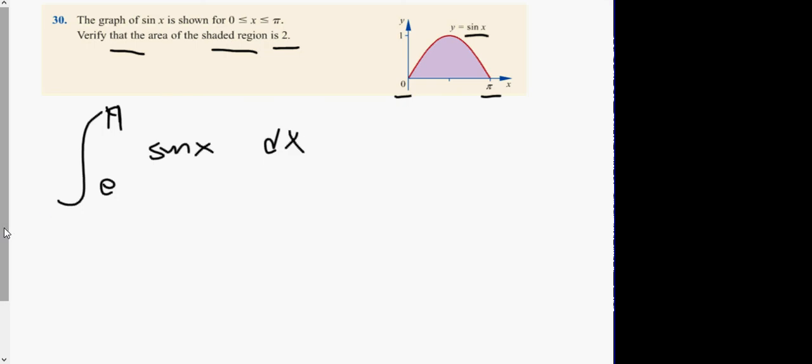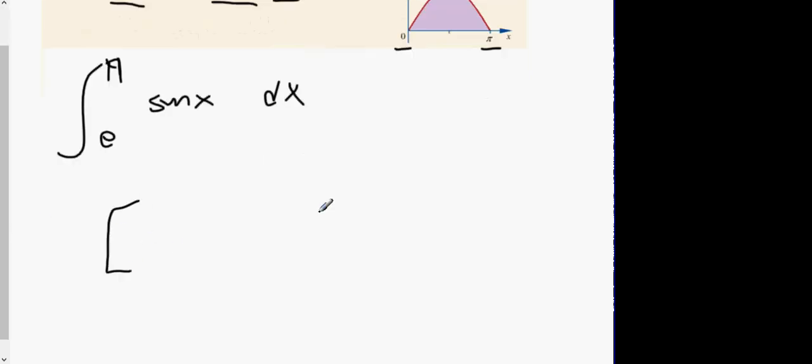The graph of sin x is shown for 0 less than x less than pi. Verify that the area of the shaded region is 2. So guys, this one here is going to be 0 to pi. Okay, it's pinned to the x-axis. So y equals sin x, so it's going to be sin x dx. Now, what happens when you integrate sin x dx? What does it turn into? It turns into minus cos x, from pi to 0.